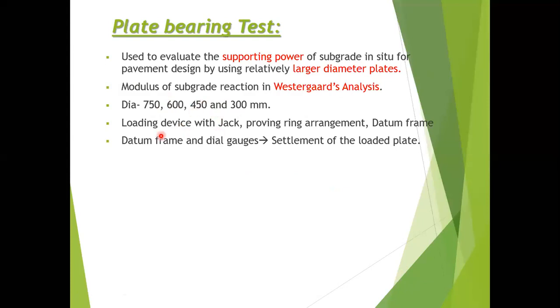And you have seen the arrangements, just the same arrangements. One is the loading device from where the load will be applied, which is provided with the jack. Then the proving ring arrangement, the dial gauge and everything will be provided. Next is the datum frame. The datum frame and dial gauges will measure the settlement of the loaded plate, which you can call deformation. Just like in your crushing test, you allow it to compress, in the same manner here, due to the loading device, the plates will undergo settlement. That is called the settlement of the load plate, or you can call it a deformation.